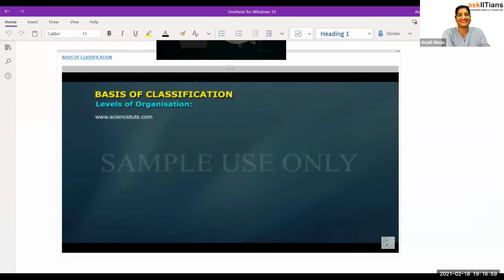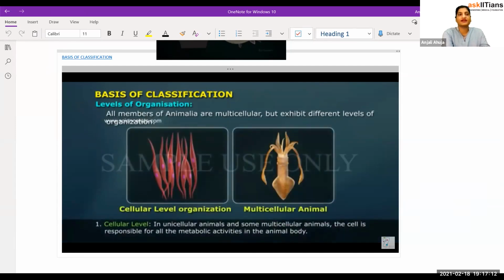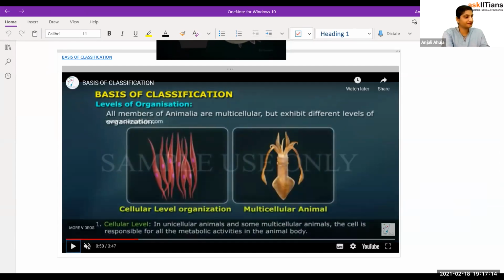They have already written it, they have briefly explained. The first is level of organization. I have told you it is either unicellular or multicellular. Monera is unicellular, but all members of Animalia are multicellular and exhibit different levels of organization. The topic that I'm taking right now is like a detailed version of all the bases of classification.